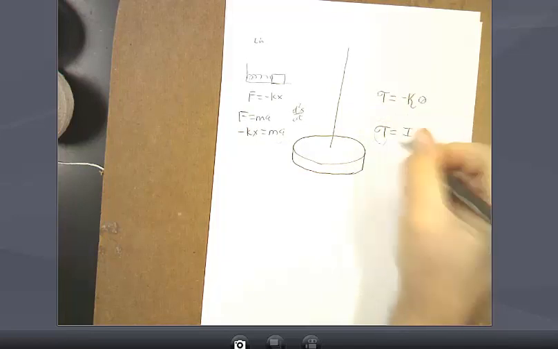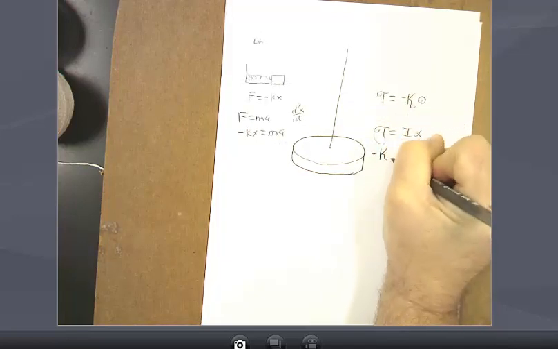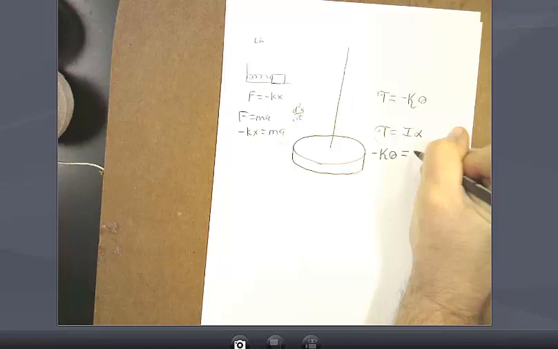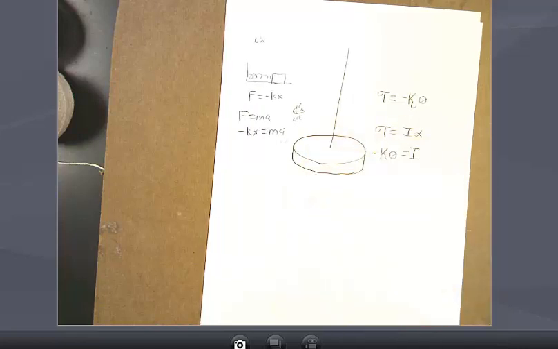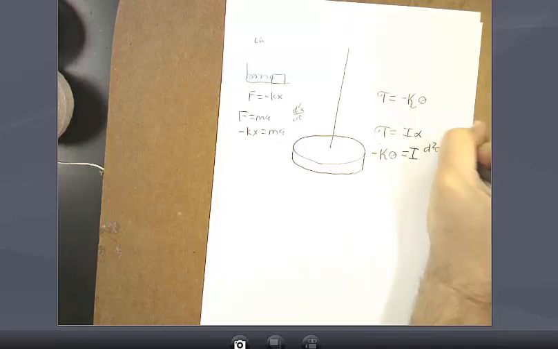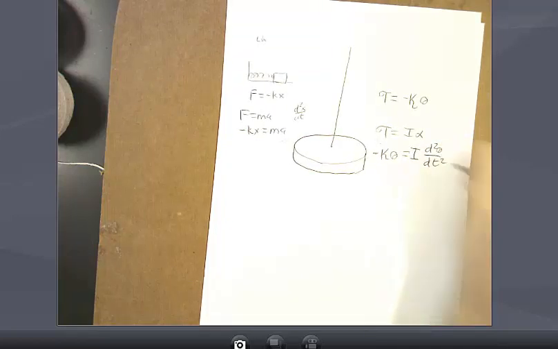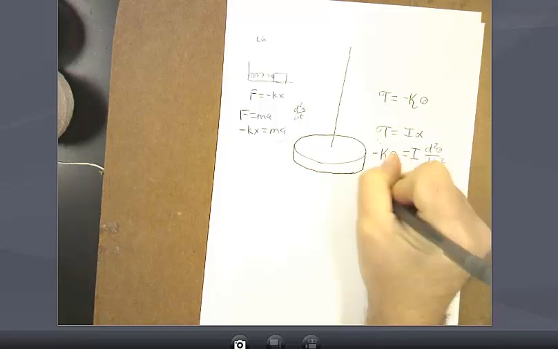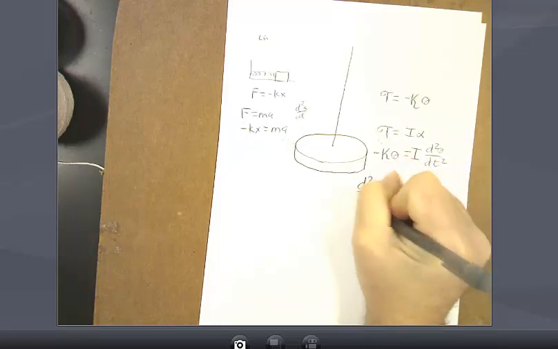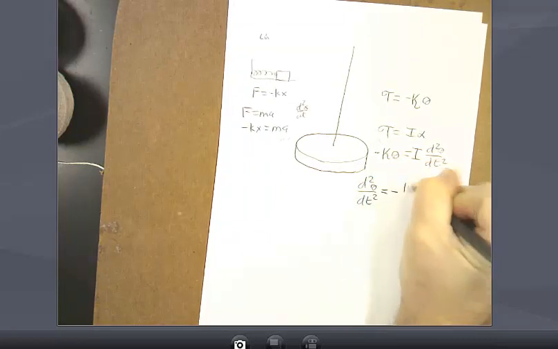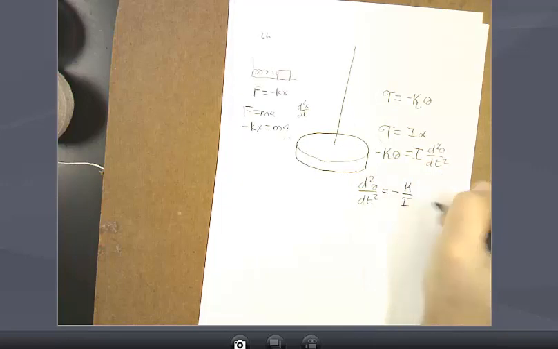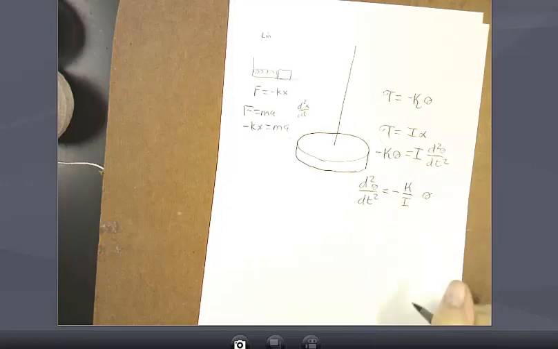Okay, the torque is negative kappa theta equals the I of this object. I've made a disk here, but it could be a sphere or something else. And we're going to say d squared theta dt squared, or acceleration, d squared theta dt squared, is equal to negative kappa over I times theta.